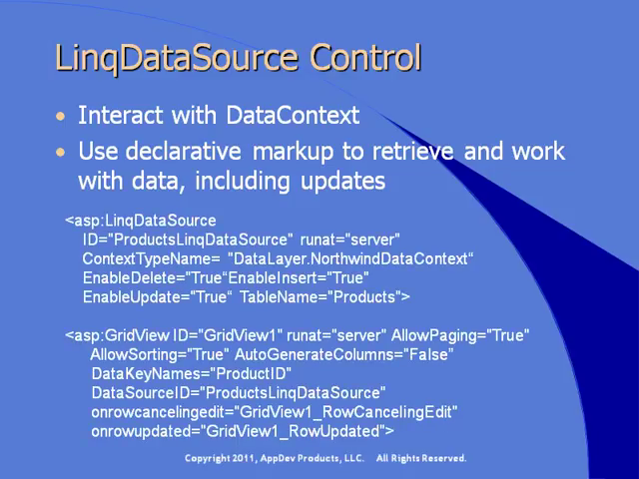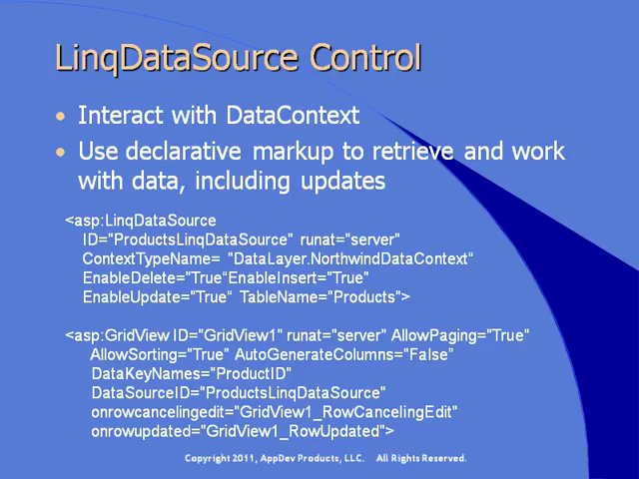So for example, here, we're going to add a LinqDataSource to a web page. We're going to call it ProductsLinqDataSource, and we're going to associate it with the Northwind data context. And we're going to say deleting, inserting, and updating are allowed, and this LinqDataSource is going to be working with information in the Products table. Then on that page we have GridView1, and the data source ID is set to ProductsLinqDataSource. So that grid's going to display products.